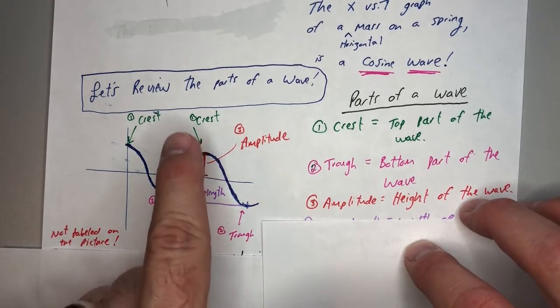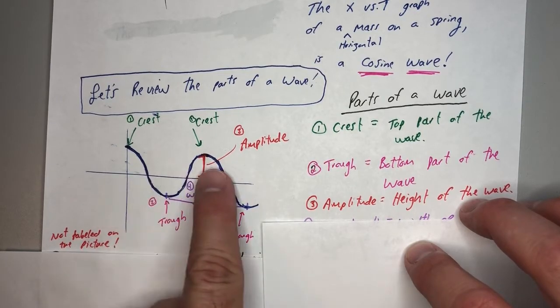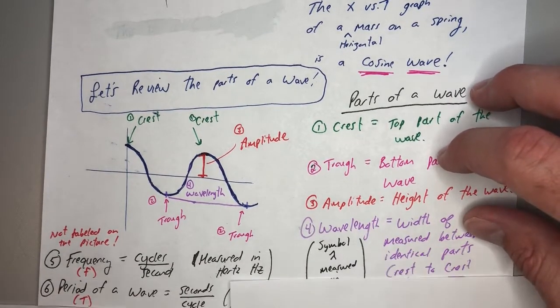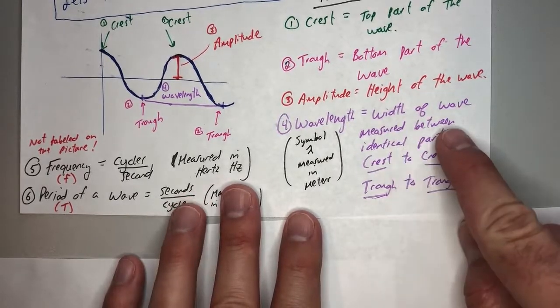And then we had the crest, the trough, we had the height of the wave, and we also have to talk about something called the width of the wave, or the wavelength. And the wavelength is the width of the wave measured between identical parts.